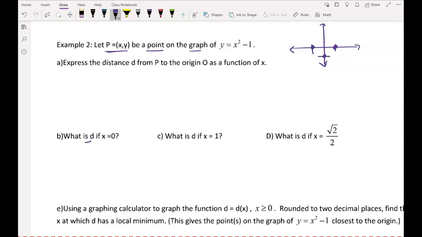I know it is symmetrical, so all I'm going to do is go to the other side and do a little sketch. So y equals x squared minus 1. That's a curve for our parabola.